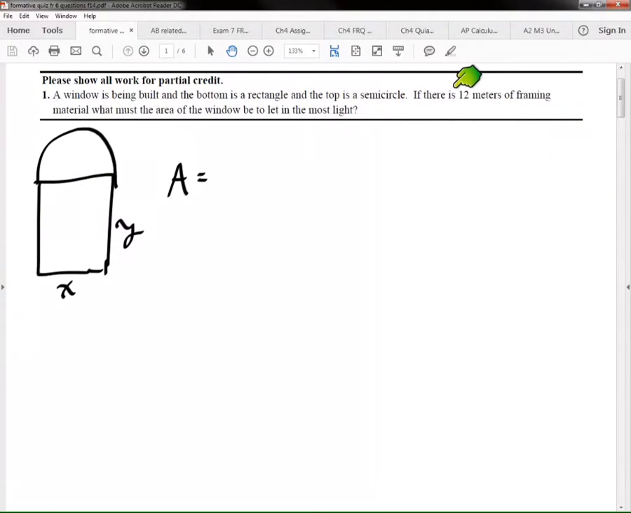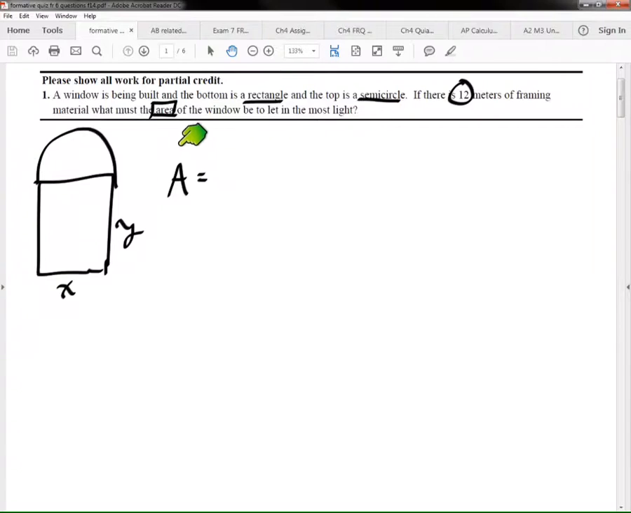There's our picture. If you're trying to just read this and interpret it, underline those because they're math words. You guys pay special attention to those, and numbers. If there's 12 meters of framing material, what must be the area, there's another one, of the window to let the most light in? So we're trying to optimize that. Some people like to box what they're going to optimize. That's just up to you. I'm going to go ahead and leave it there.